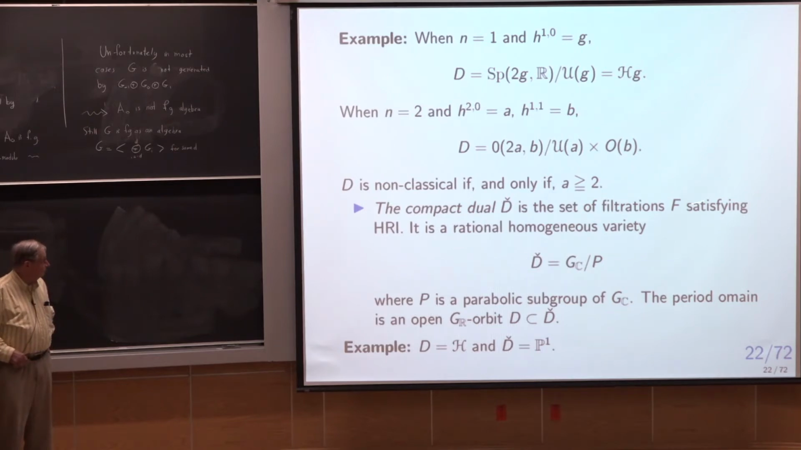The compact dual is the set of filtrations that satisfy Hodge-Riemann 1. Just forget the second Hodge-Riemann bilinear relation, which is an inequality. Just look at the first one. That's like looking at the upper half plane in the Riemann sphere. The reason you use that is in the limit, the Hodge filtrations are going to escape the period domain. They're going to leave the upper half plane and end up elsewhere in the Riemann sphere. So you need some place to receive what happens to the Hodge filtrations in the limit when an algebraic variety degenerates.